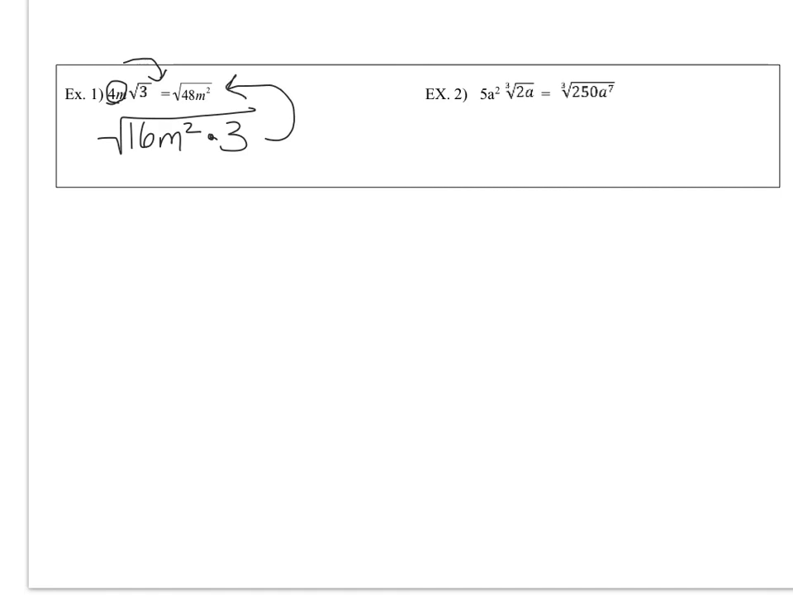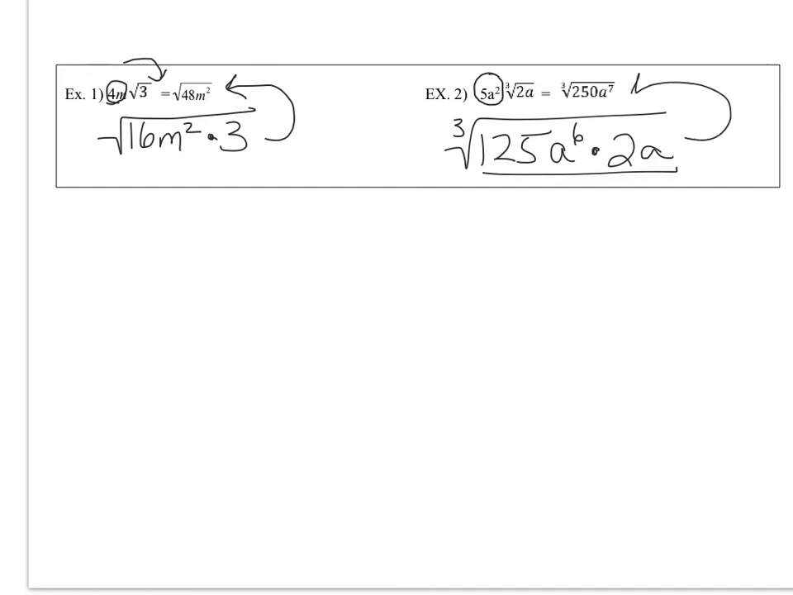Let's try example 2. Example 2 is a cube root. Well, I found the cube root of something, so if I want to know what it was before I pulled it out, you have to cube it, right? So you're taking this thing right here and you're cubing it. Well, 5 cubed is 125. A to the second cubed is a to the 6th, and then you're just putting that back in there with a 2a. If I multiply all that together, doesn't that give me 250 a to the 7th?